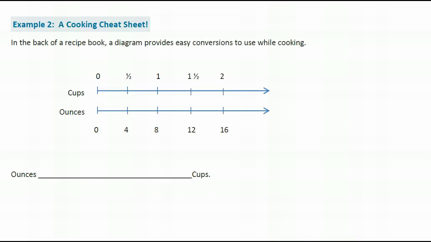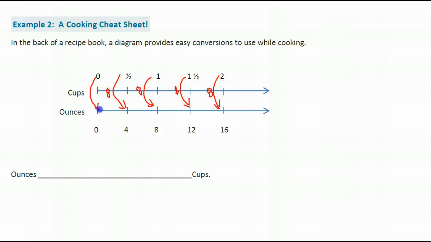So I've scrolled down a little bit. Is the number of cups proportional to the number of ounces, or the number of ounces proportional to the number of cups? So is there a number that I can multiply each time to get the second number? And the answer is yes. 1/2 times 8 is 4. 1 times 8 is 8. 1 1/2 times 8 is 12. 2 times 8 is 16.